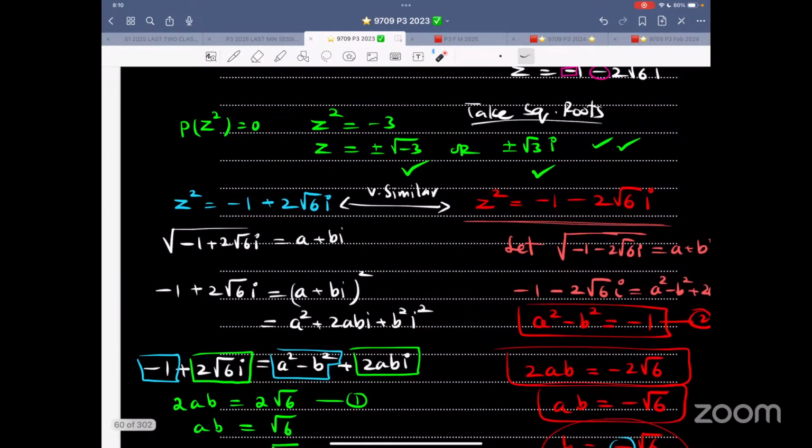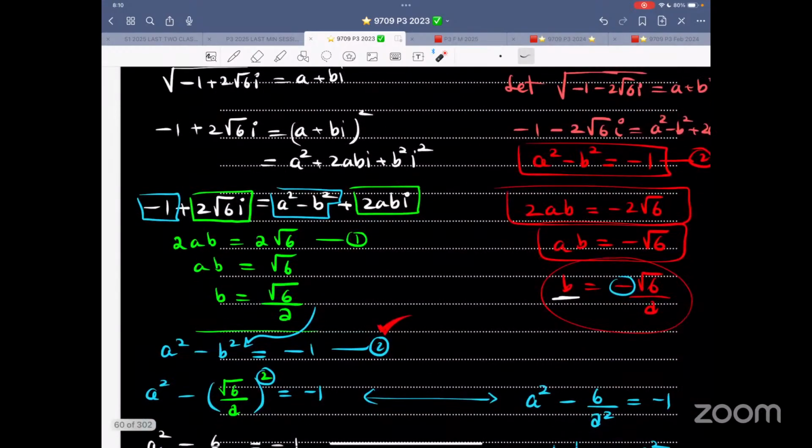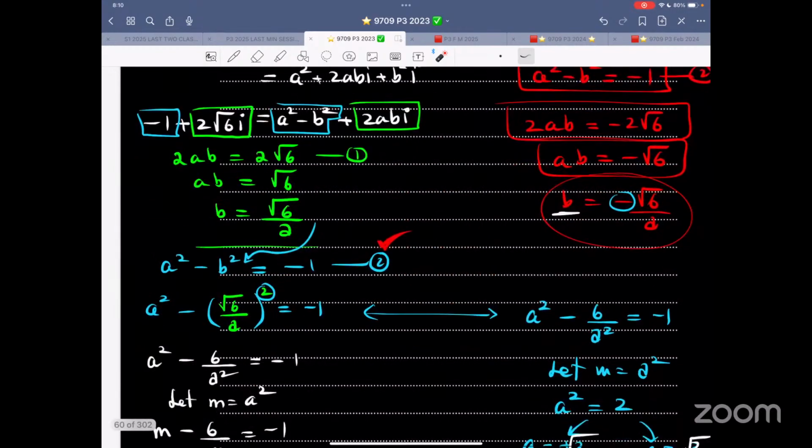So now z square is -1 plus 2 root 6i. Take square root of both sides. And in the very recent papers, especially in October, November 2024 and in February, March 2025, there are a lot of square root questions. So those who are interested, please go ahead and have a look. I have explained it in very detail over here.